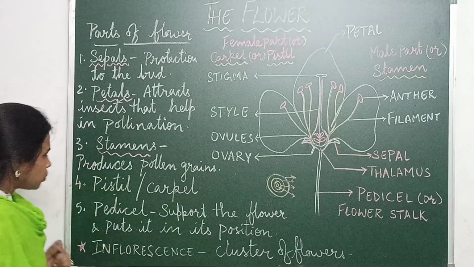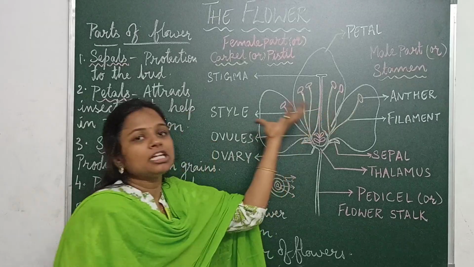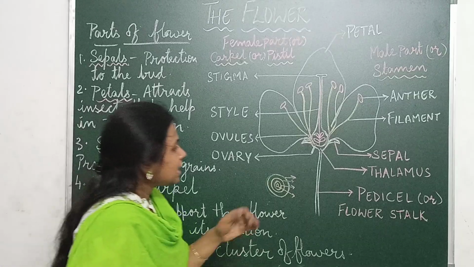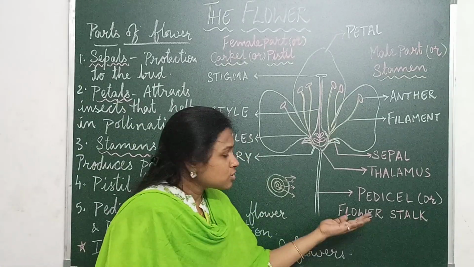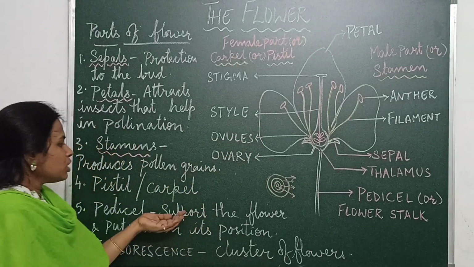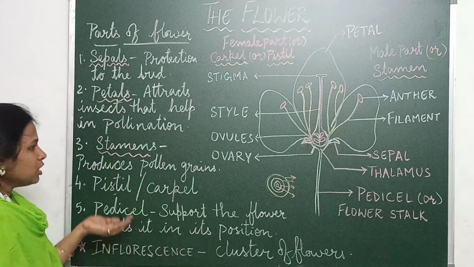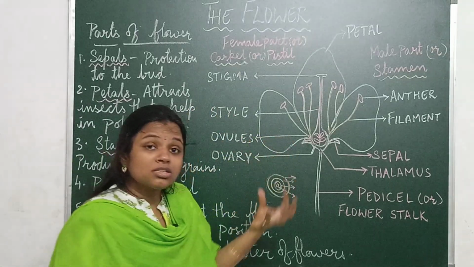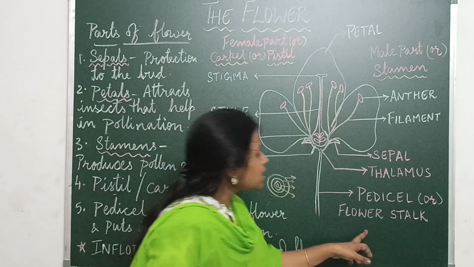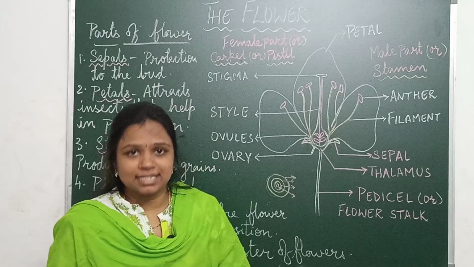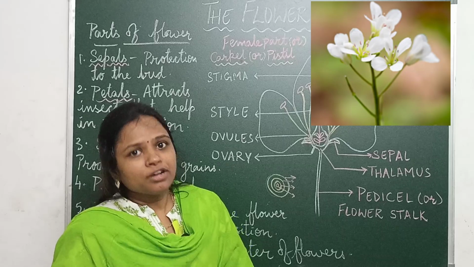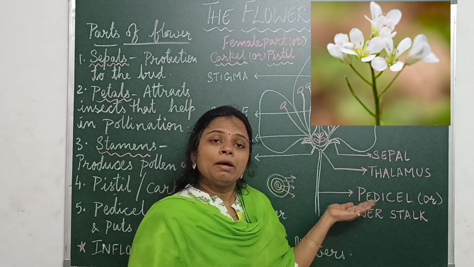Next, we are left with how this particular flower is attached to the remaining part of the plant. That is nothing but the flower stalk. The flower stalk helps to give support to the flower, and it also allows the flower to be in its own position. This flower stalk is also called the pedicel. We can see a tiny stalk-like region below the flower. That is called the pedicel.